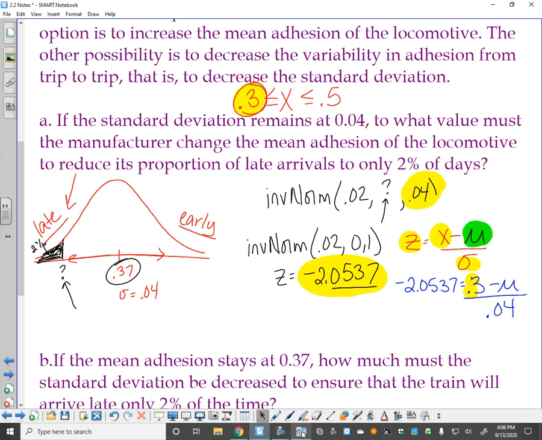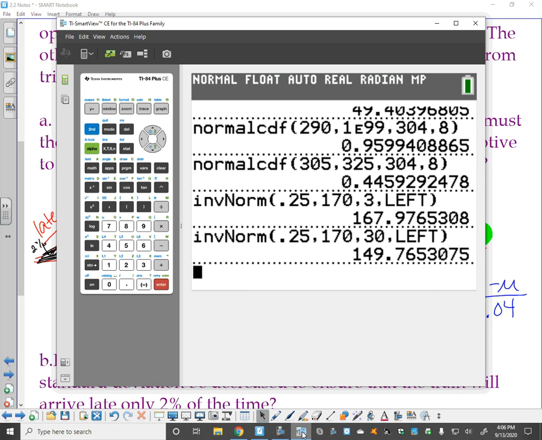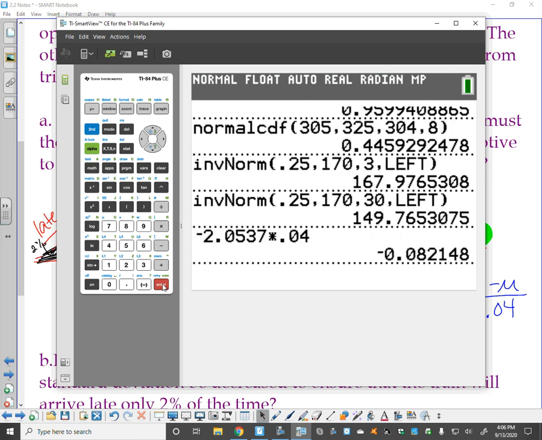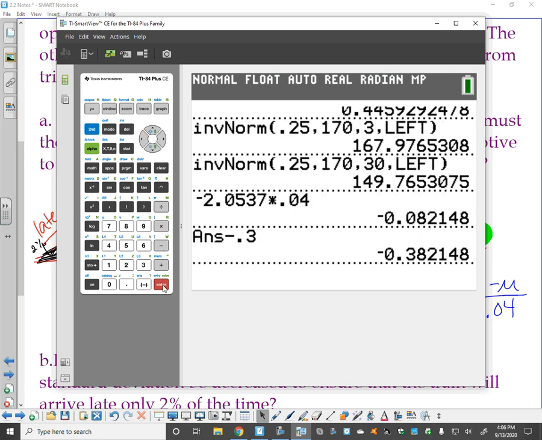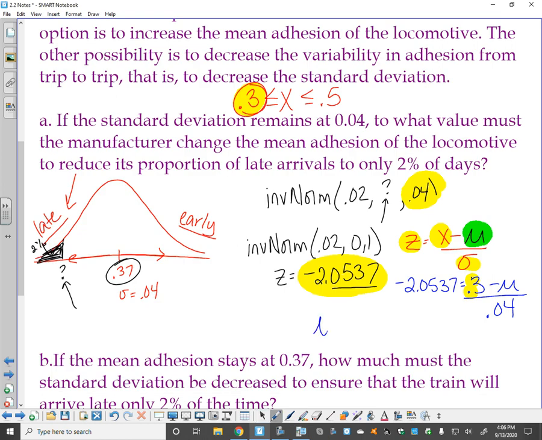So I'm going to take the -2.0537. I'm timesing both sides by the 0.04, and then I'm going to subtract 0.3 to move that over. That's going to equal negative mu, so then I know my mu is a positive if I divide by -1, 0.382. Okay, that was a big one.